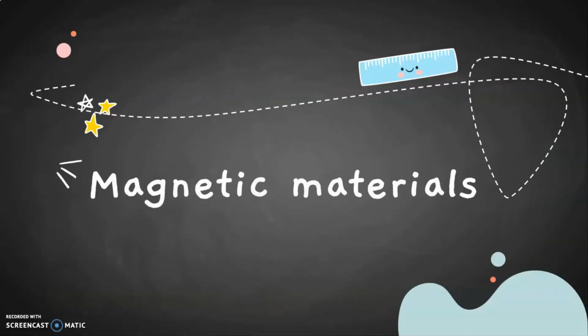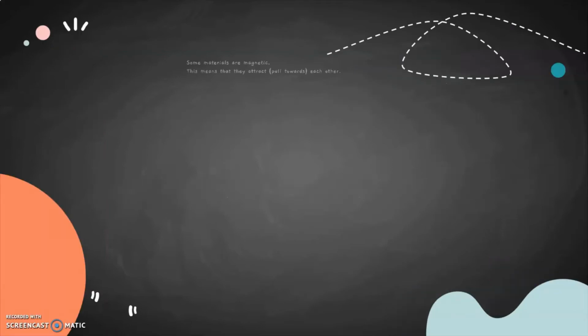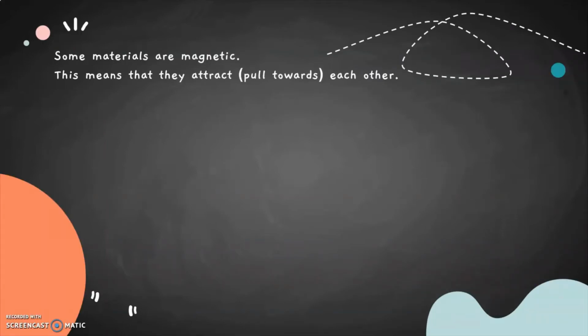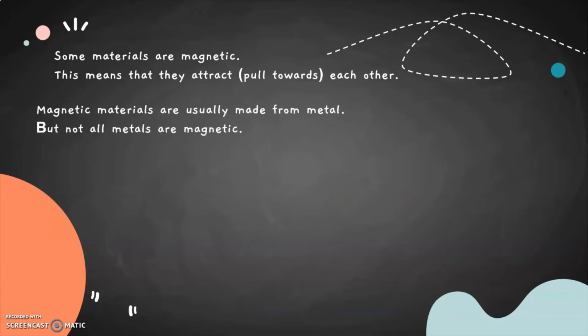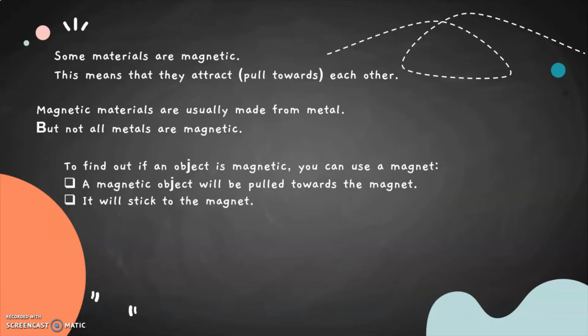Next, magnetic materials. Some materials are magnetic. This means that they attract, they pull towards each other. Magnetic materials are usually made from metal, but not all metals are magnetic. To find out if an object is magnetic, you can use a magnet. A magnetic object will be pulled towards the magnet, or it will stick to the magnet.